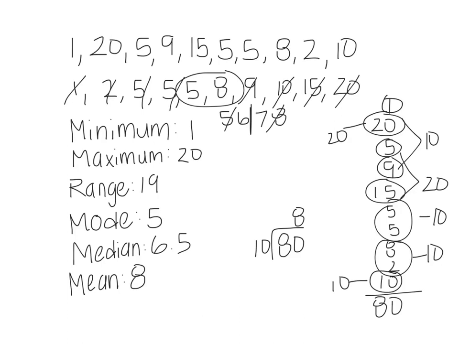So you can see here I added all of them up and I made nice groups of 10 and 20 to help me add it up easier, to in the end get 80. Then after that, I count how many numbers I have. 1, 2, 3, 4, 5, 6, 7, 8, 9, 10. So I do 80 divided by 10 to get my mean is 8.